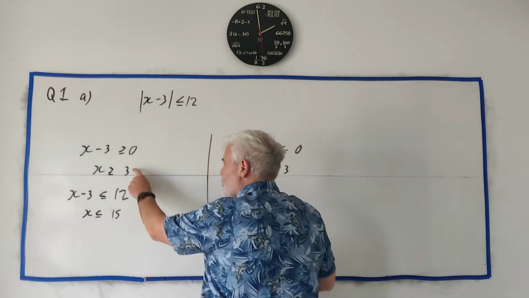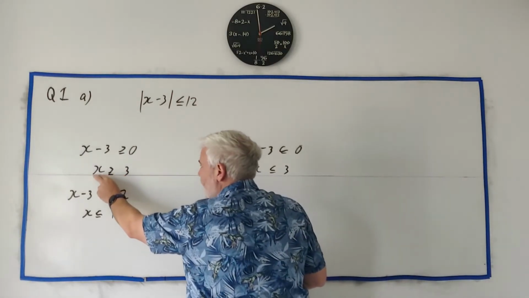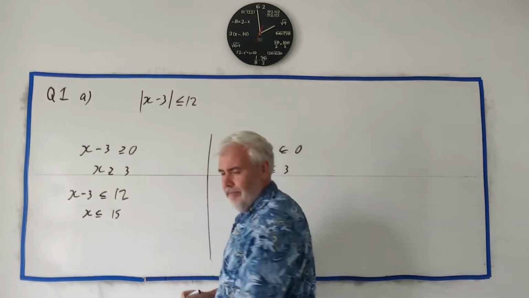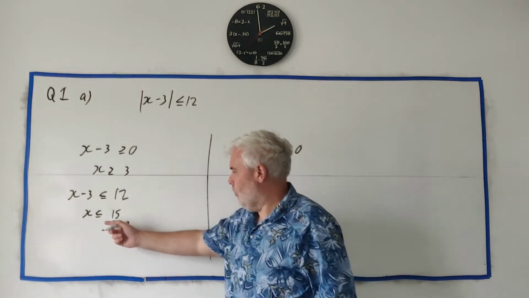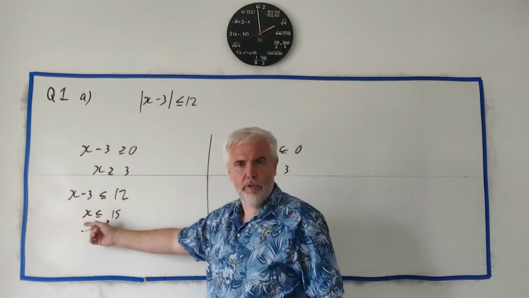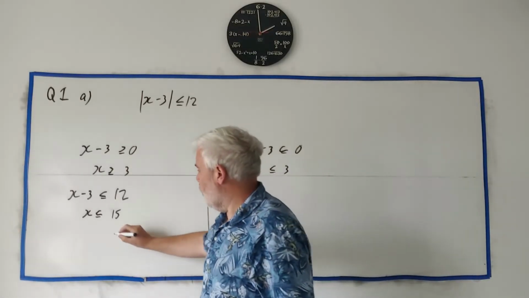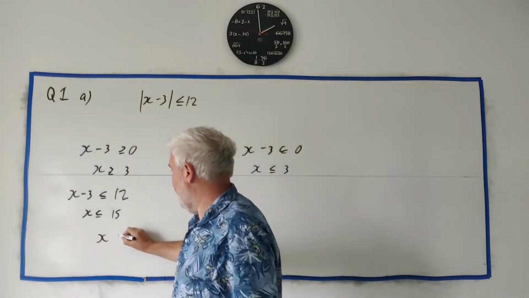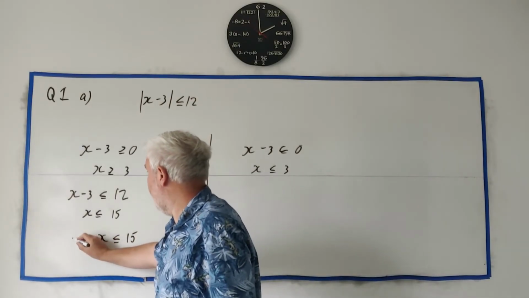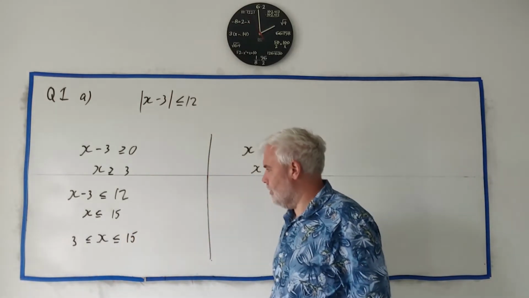Just remember, you still have to respect the world. The world says x has to be bigger than 3. So when this says x is less than 15, it would seem 0 works. But 0 doesn't work in this part of the world because I've said up here it has to be bigger than 3. So really the answer here is x is less than or equal to 15, sure, but it's also bigger than or equal to 3. We'll draw this on a number line in a moment.